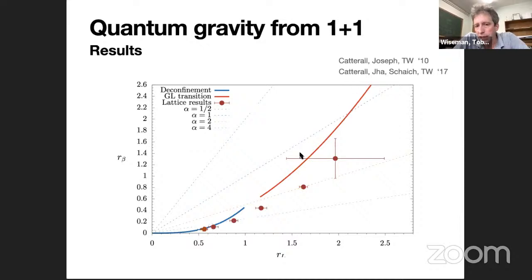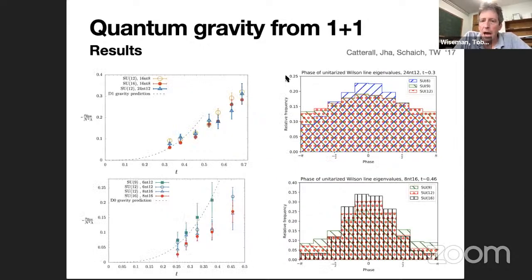So this line here is the gravity prediction. These points here with the error bars are estimates from our lattice data of where we felt, by looking at the Polyakov line around the spatial circle, there was a transition in the behavior of the eigenvalues. You can see there are some big error bars, and it becomes difficult when the torus becomes large. You need lots of lattice points to resolve what's going on, essentially. But you certainly see consistency with the gravity prediction here, which is quite nice.